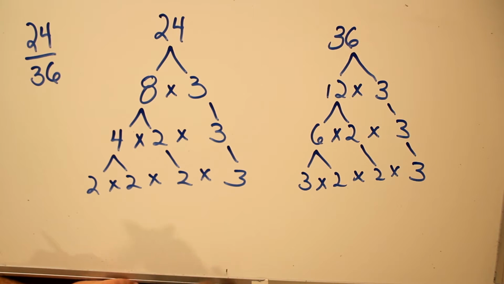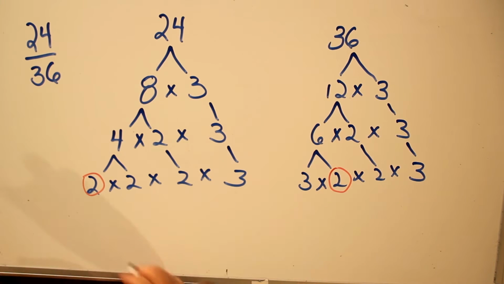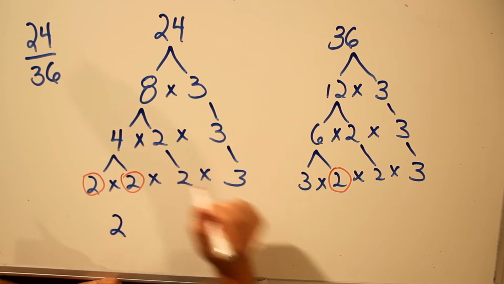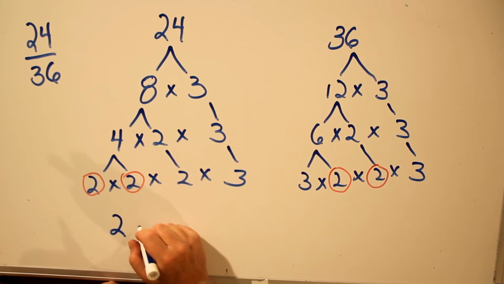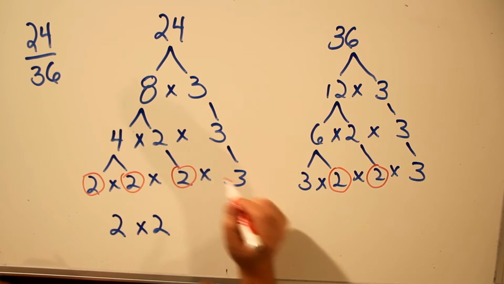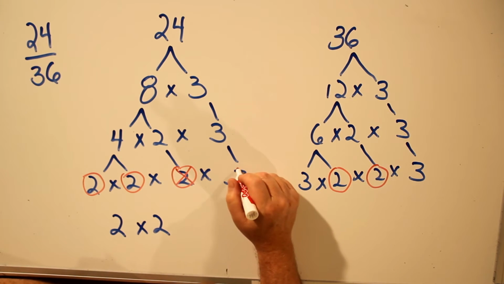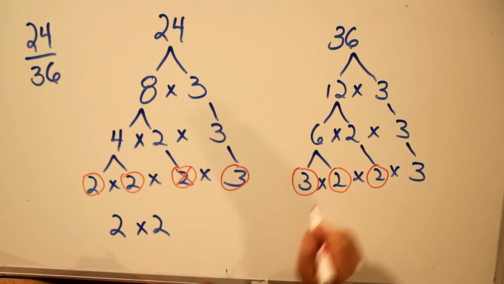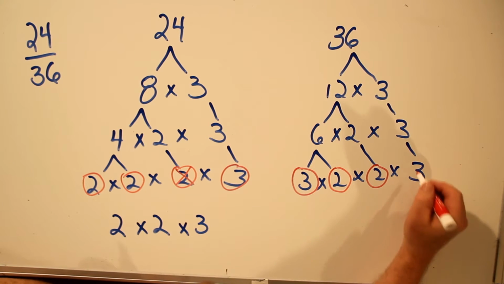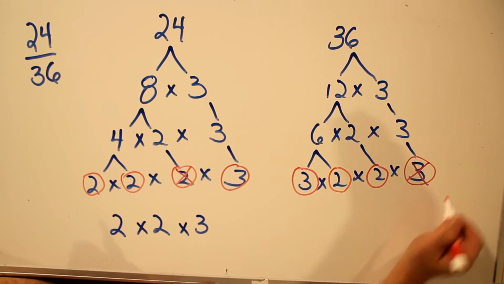Let's see if we have common factors in both lists. Well, we do. We have a 2 here and a 2 here. So we'll write down 2. We have another 2 and another 2, so we'll include that. We have another 2 and no more 2's, so we don't use that 2. We have a 3 and we have a 3, so we'll include that. We have another 3, and over here, no more 3's, so we don't use that one.